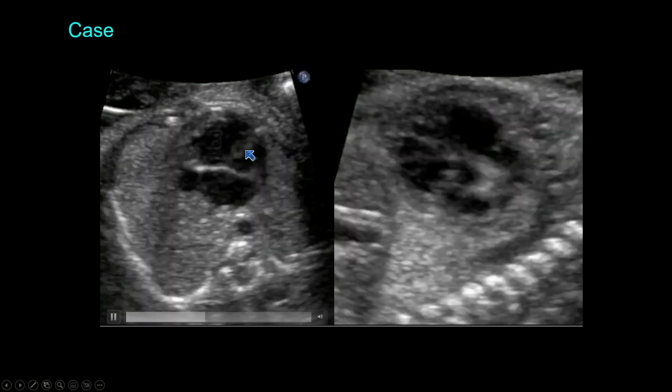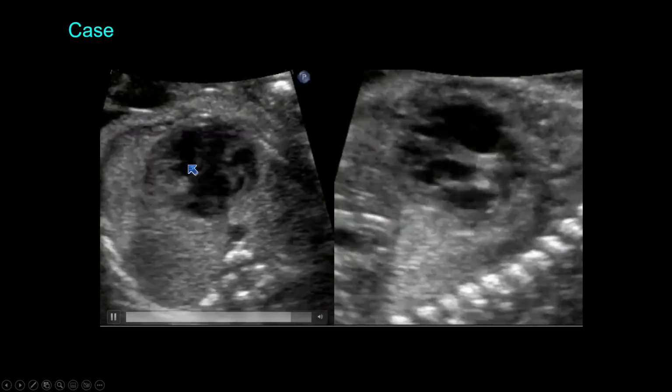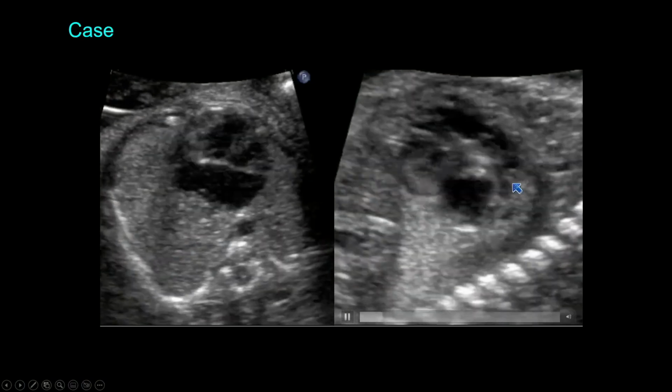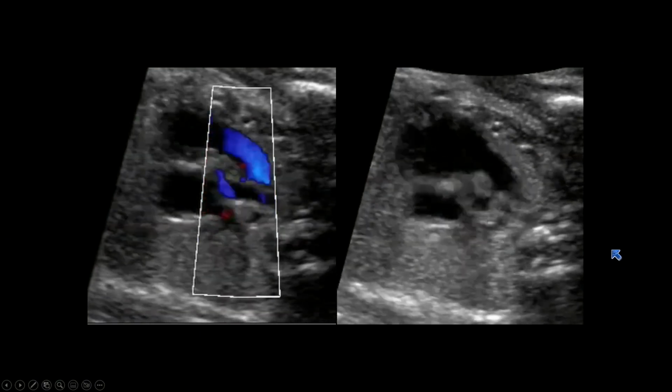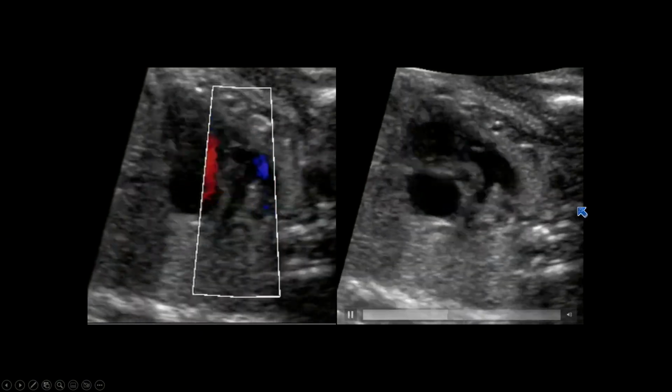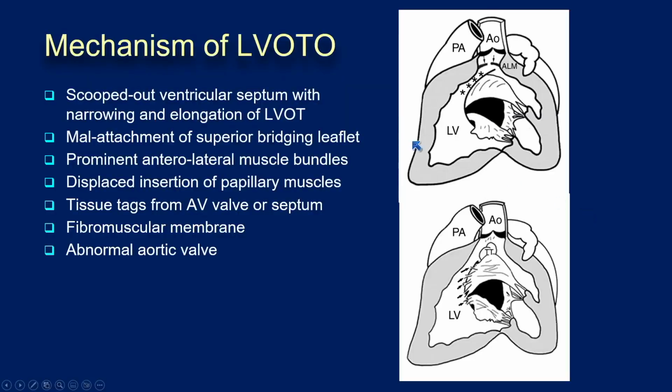Another example of a very small left ventricle compared to the right ventricle, and you see the left ventricle outflow tract is small compared to the pulmonary artery. So, mechanisms of the left ventricle outflow tract. I mentioned this. This is the scooped out ventricular septum, and the outflow tract gets elongated and can be narrowed also because of this bridging leaflet, which can have abnormal attachment.